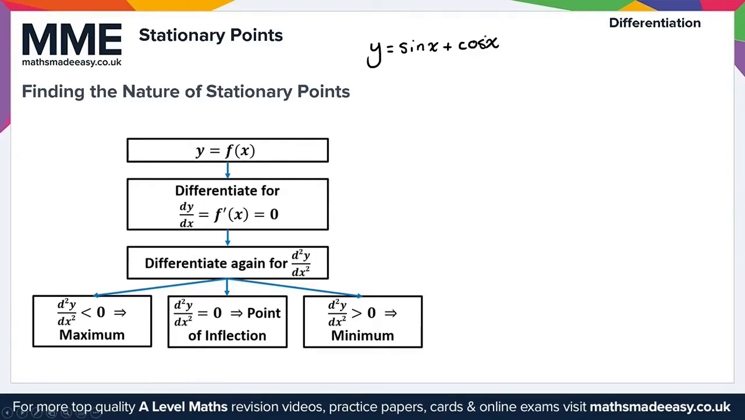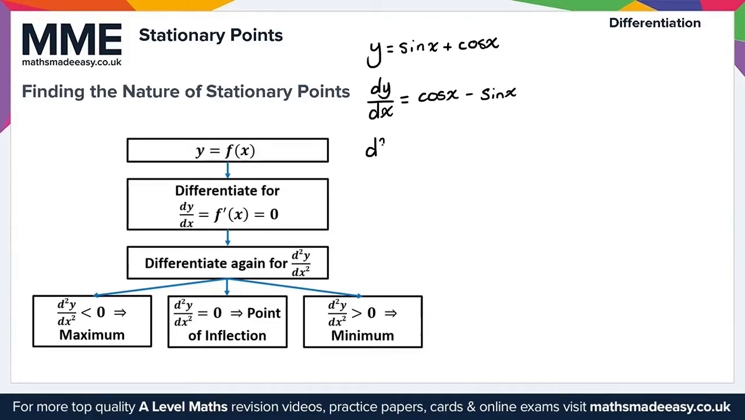Again, first thing we do here is we differentiate to get dy by dx, which is equal to f prime of x. So dy by dx here, what would that give us? Well, in that case, dy by dx is simply cos x. We differentiate sine x, you get cos x, and the derivative of cos x with respect to x is simply minus sine x. But remember, we now need to differentiate again to get the second derivative.